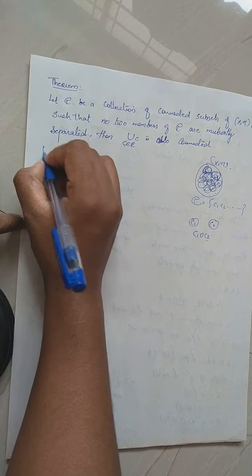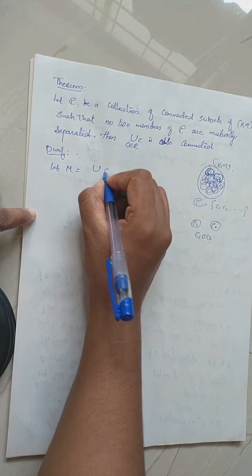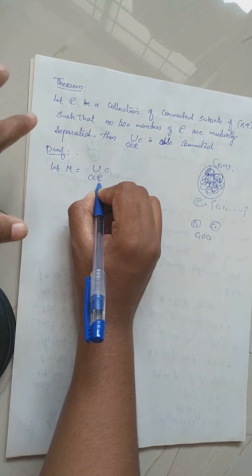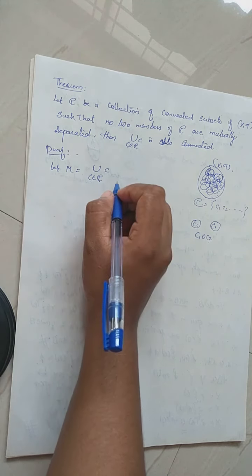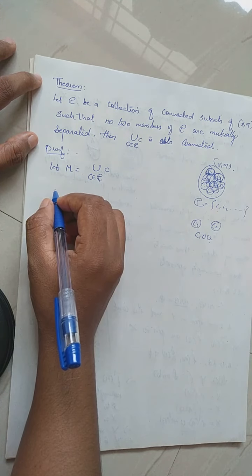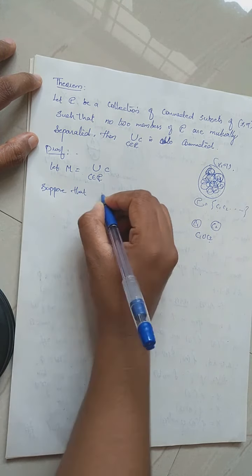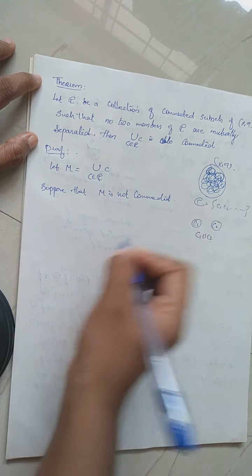Okay, so how will you prove this theorem? Let M be the union, union of C over C in script C. Script C consists of a collection whose elements are connected sets and no two members are mutually separated. We need to prove that M is connected, right? So I assume M is not connected. Then we will arrive at a contradiction. Okay, M is not connected.